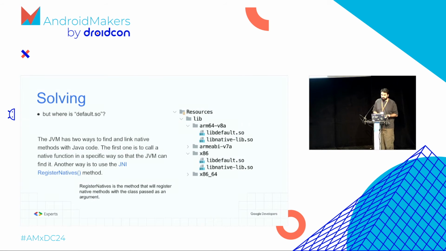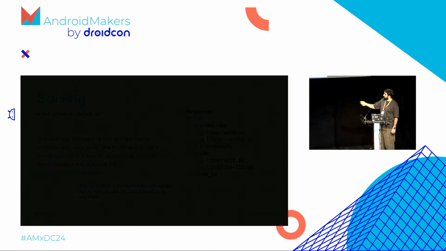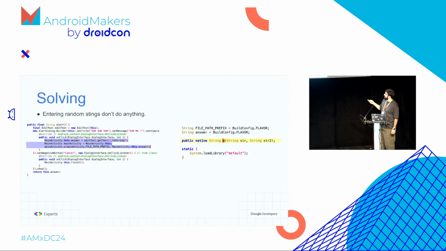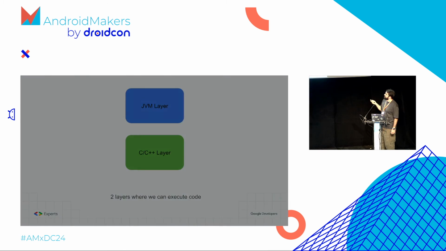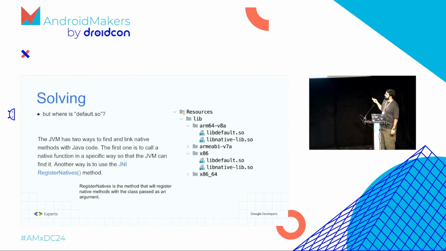Okay, we somehow get IDA Pro or Ghidra running, and also decompile with apktool, but the lib directory looks like this: libdefault.so, libnativelib.so. But do you remember we actually referred to default in System.loadLibrary? Here, default. But we don't have default here. We have libdefault and libnativelib.